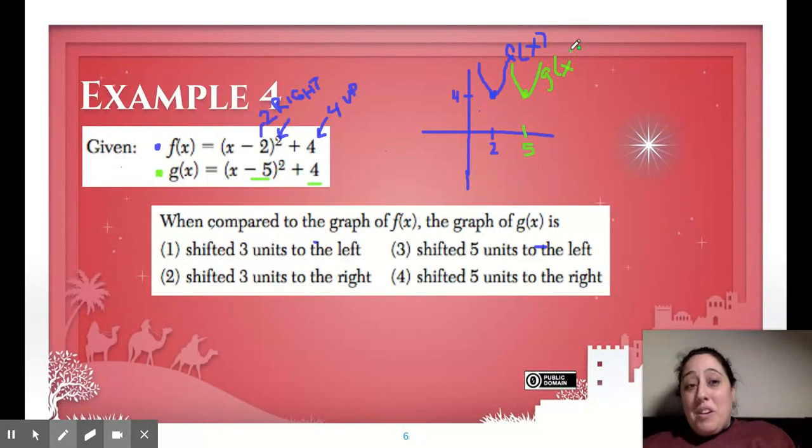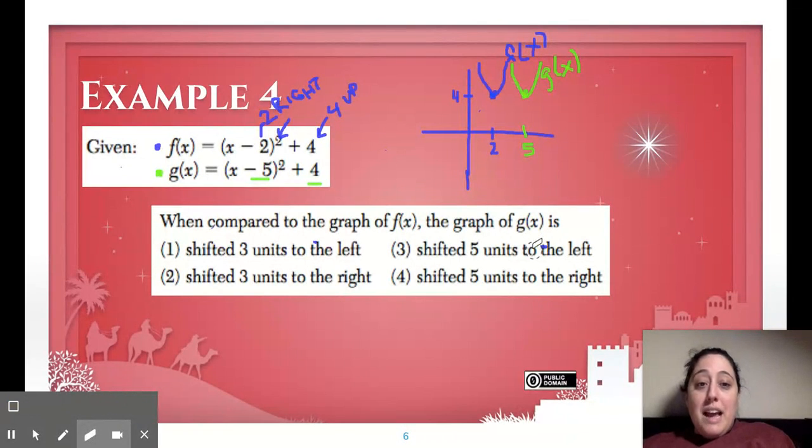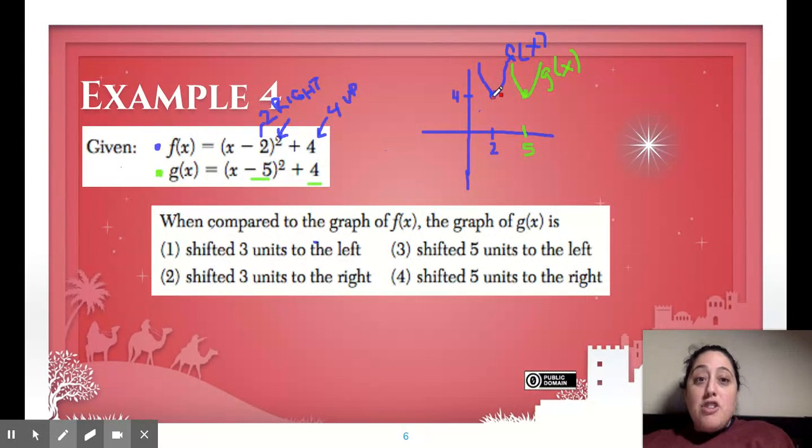All right. Some people can answer this without graphing it. I like to graph it. I like to see it. All right. So now what's the question? The question is, when compared to the graph of f of x, the graph of g of x, okay, so this one is shifted 3 units. Okay, so when compared to f of x, g of x is shifted this amount, right? So let me see. I go from 2, so 2, 3, 4, 5. So that's 3 units, and it shifted 3 units to the right.